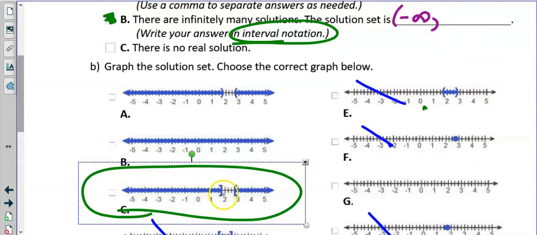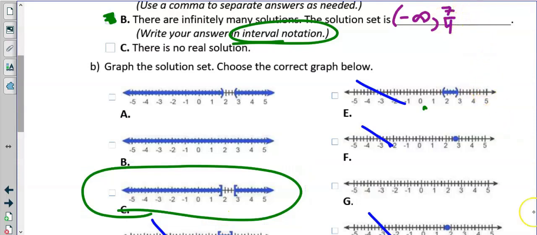7/4, because that's our lowest number. Bracket or parenthesis? Bracket, because it matches your graph. Now what? Comma. Nope, infinite.